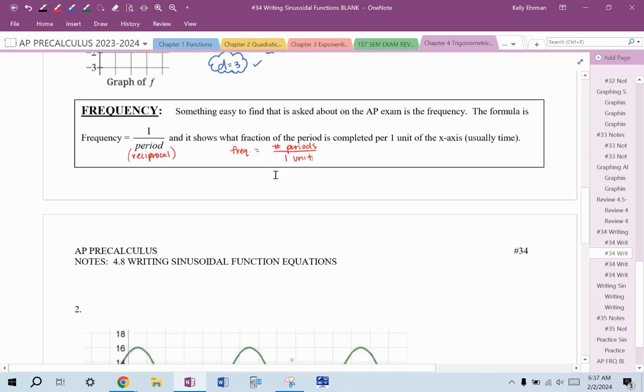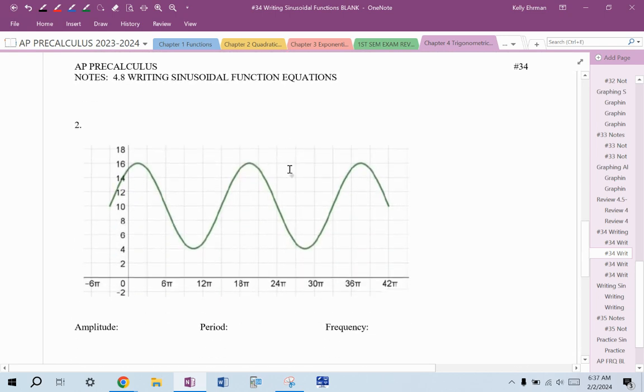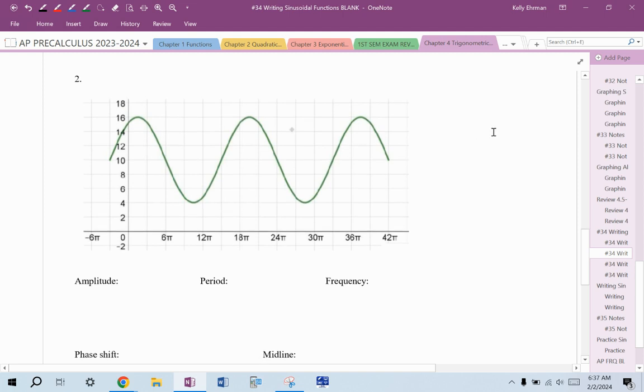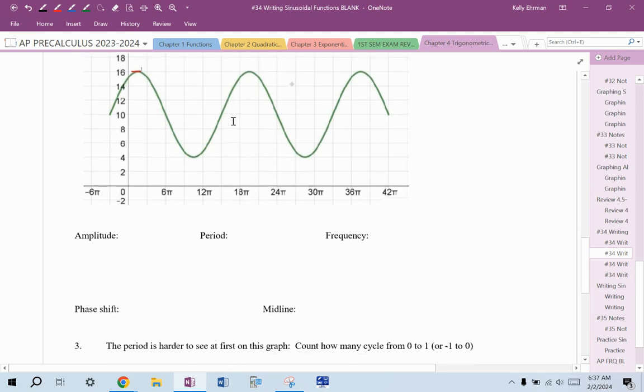Okay, let's take a look at the second example now. We want to write both a sine and a cosine equation for this. I'm going to start again with the midline. I'm taking note that the maximum is 16. Add to that the minimum, which is 4. Divide that by 2. The midline is the average of those two extreme values. So 20 divided by 2 is 10. Let's draw in that midline.